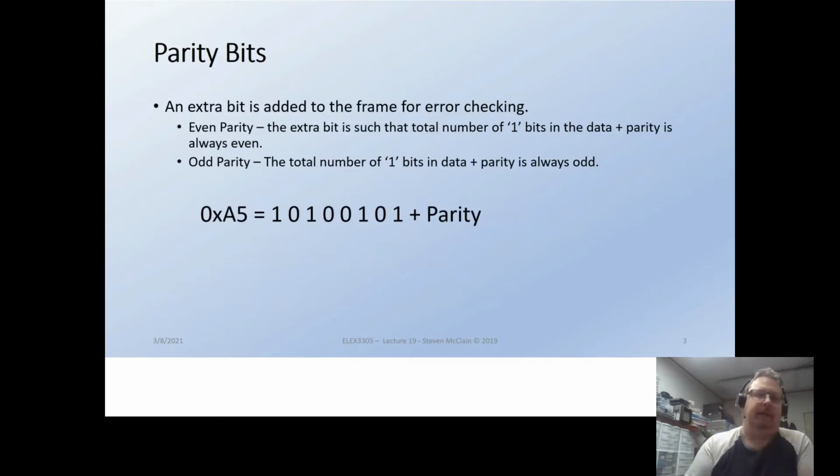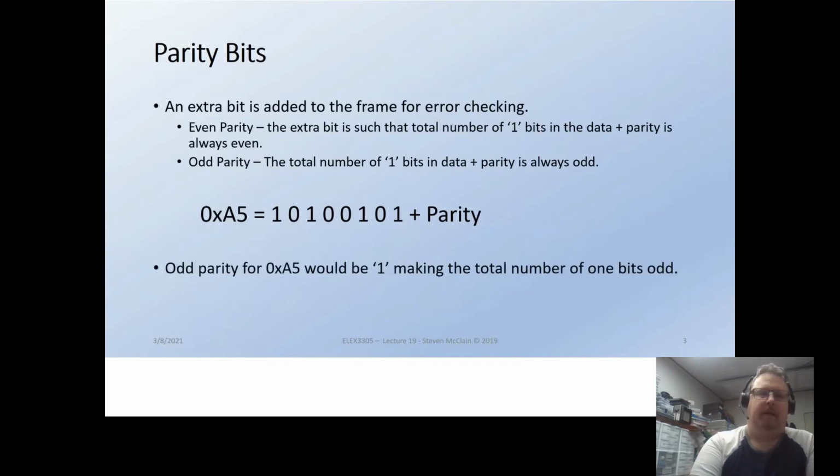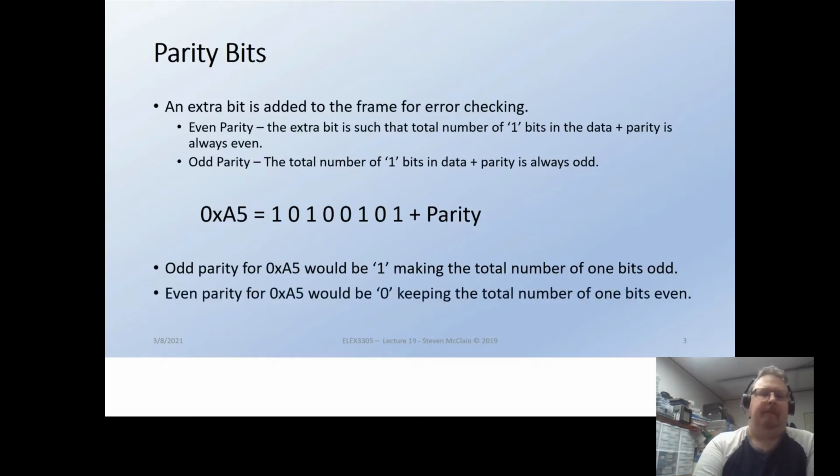So if we were sending data of hex A5, then the bit pattern we'd be sending would be 1010 0101, and we'd add the parity bit to that. So 1, 2, 3, 4 one bits. And if we had odd parity, 4 is not good, so we want to make parity a 1. That makes it a 5, so now parity is odd. And obviously the opposite for even.